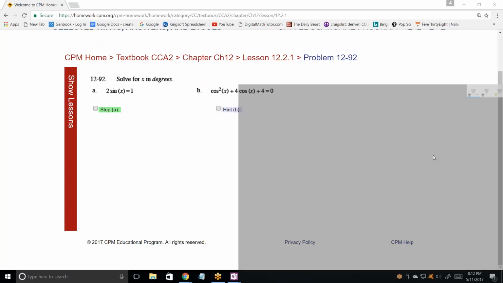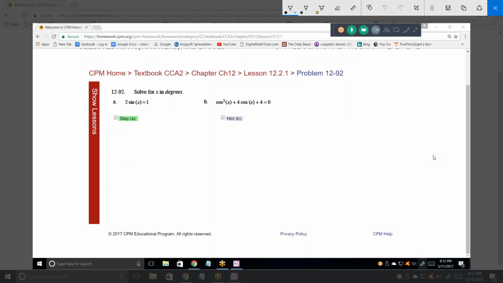Solve for x in degrees. What's the first step in A? Divide by 2. So we got the sine of x equals 1/2. Now where does that occur? Pi over 6. And in degrees? Not in radians? In degrees. Oh, 30 degrees and 150. Good.